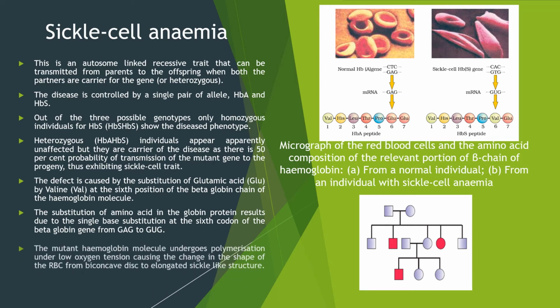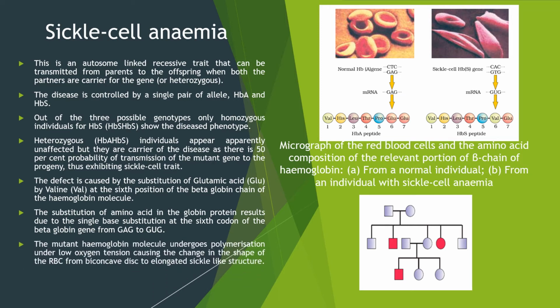The mutant hemoglobin molecule undergoes polymerization under low oxygen tension, causing the change in the shape of RBC from a biconcave disc to an elongated sickle-like structure. Sickling of RBC obstructs the blood vessels and reduces the blood flow to different body parts, leading to an anemic condition.